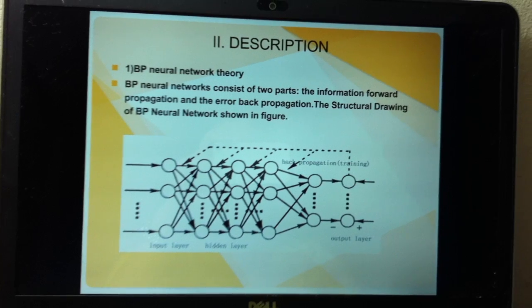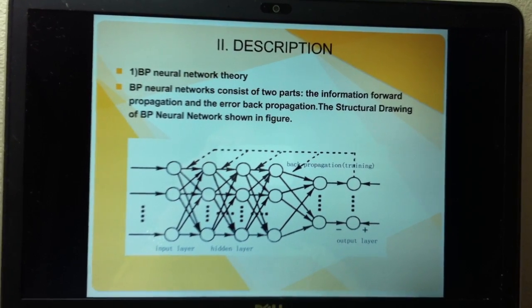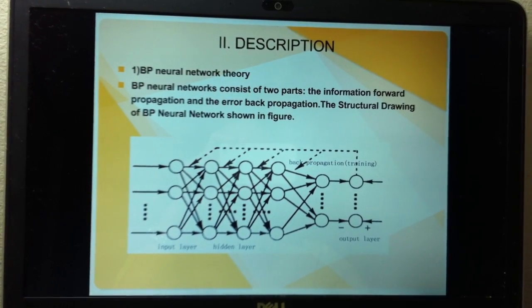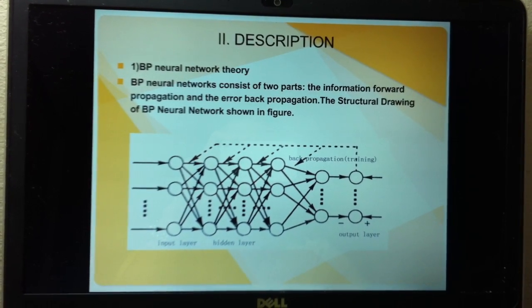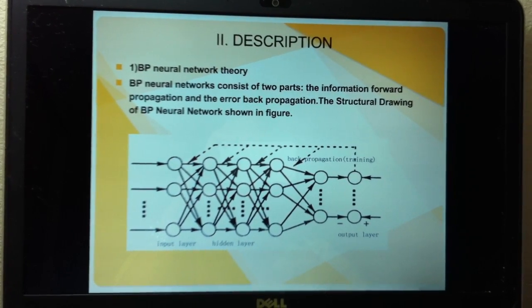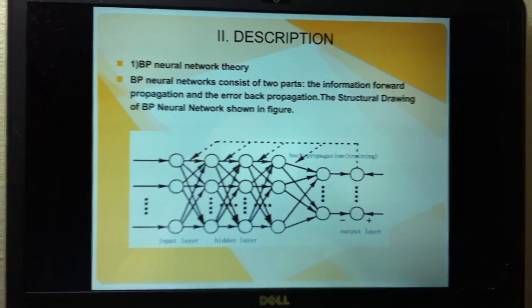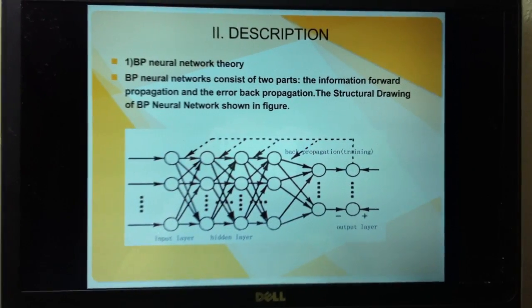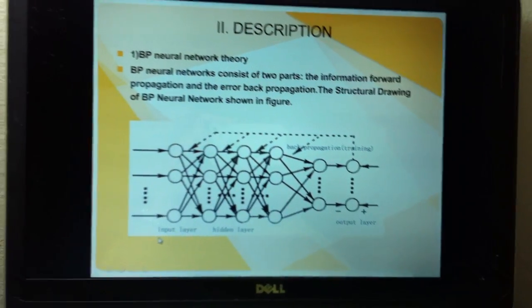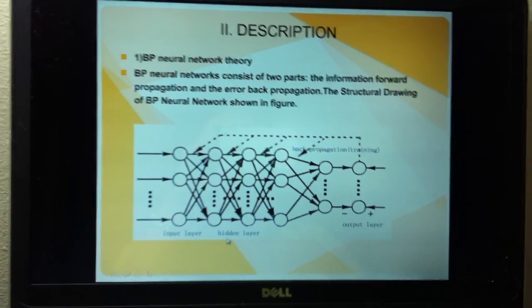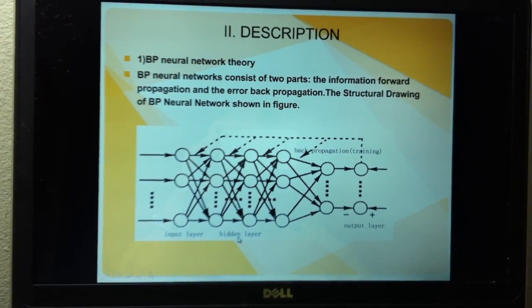And second is the description. First is the BP neural network series. BP consists of two parts: the information forward propagation and the error back propagation. The structure is shown as follows. We can see it has an input layer, hidden layer, and output layer.